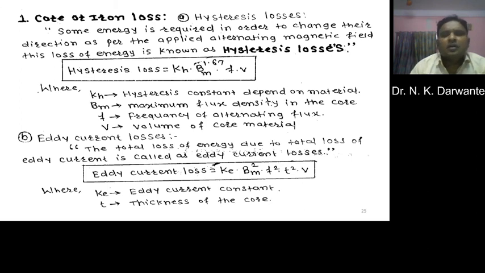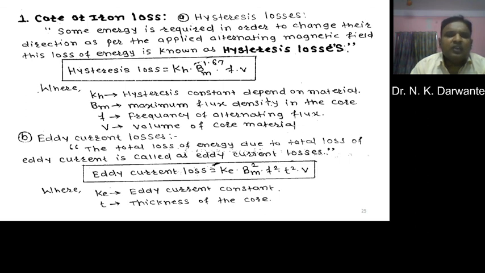Even here you can see that we can find the hysteresis loss by using a formula also, where Kh is the hysteresis constant depending upon the material, then Bm is the maximum flux density in the core raised to 1.67, then multiplied by f, the frequency of alternating flux. Here for the transformer the value is 50 in India. V is the volume of the core material. In this way we can find the hysteresis loss.